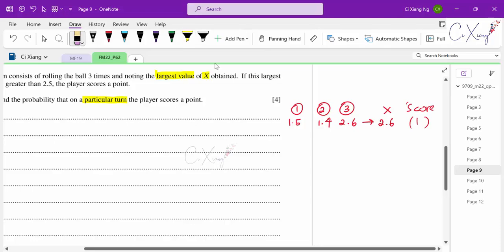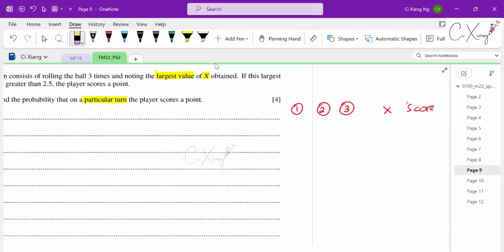Okay, alright. So basically if you want to get a score, there are many possible cases for you to get a score. As an example, if I have the first row more than 2.5, and then the second row maybe less than 2.5, and then the third one less than 2.5. Of course, for my x here, it will be the score for this one. So x will be more than 2.5, and then the score will be 1.